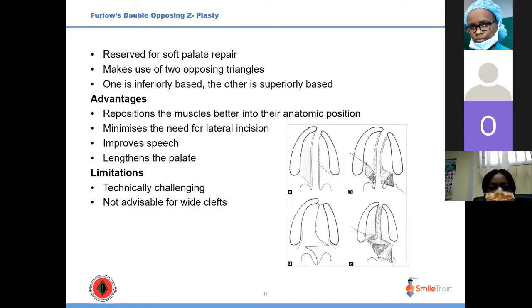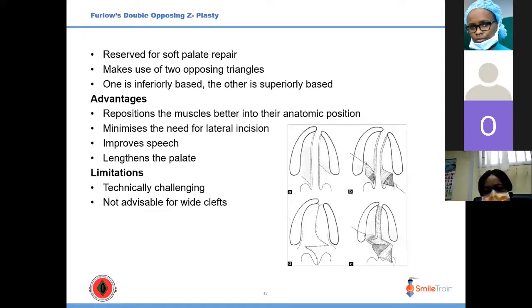The double opposing Z-plasty was initially described for primary closure of the palate, particularly the soft palate. It is meant for the soft palate, and it uses two opposing triangles. If we look at this picture, there's a triangle that comes from the tip of the cleft of the soft palate, and it goes towards the tuberosity of the maxilla. This flap is going to be inferiorly based.